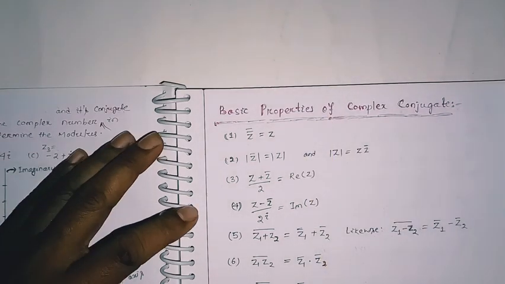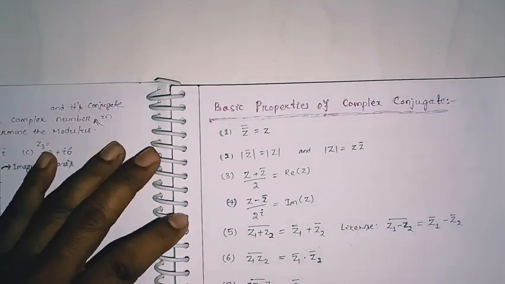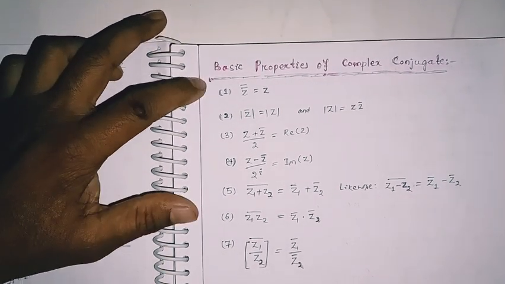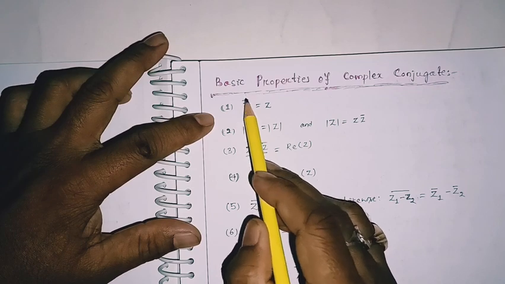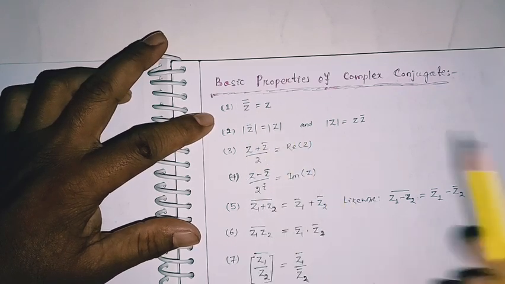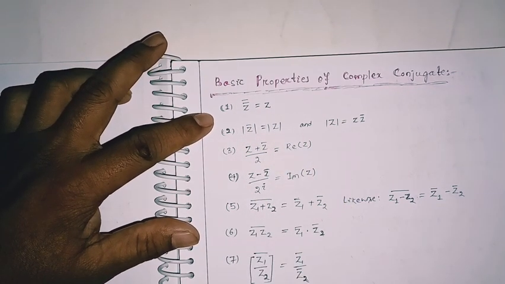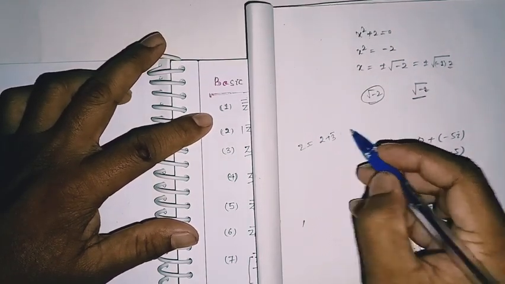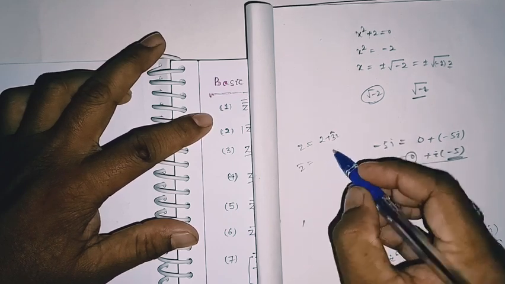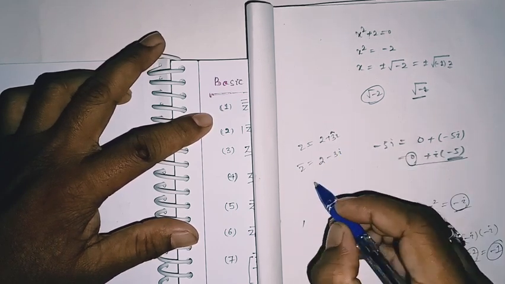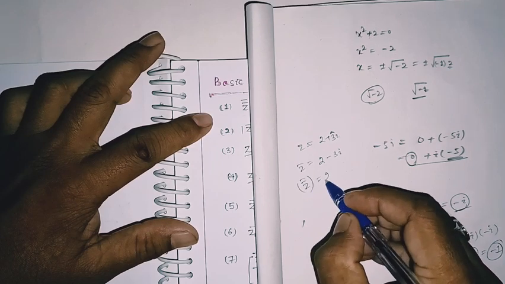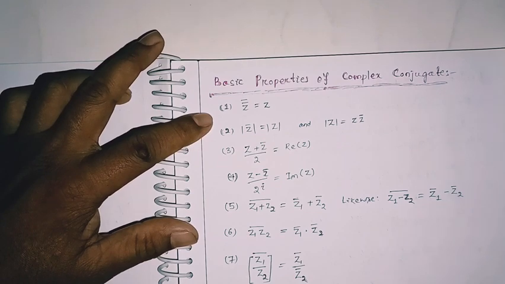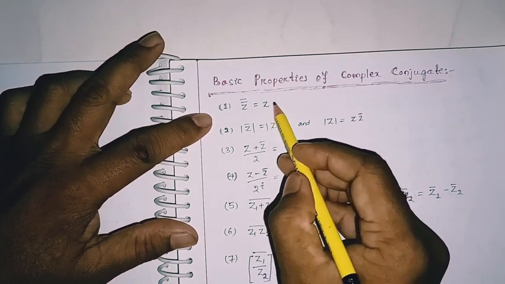These properties are the most important, and will be required to solve different types of numericals. So here, Z bar bar, the conjugate of the conjugate, will be the same complex number. Suppose we consider Z equal to 2 plus 3i. Z bar will be 2 minus 3i. Then Z bar bar will be 2 plus 3i again. So Z bar bar will be the same number. This is the first property.